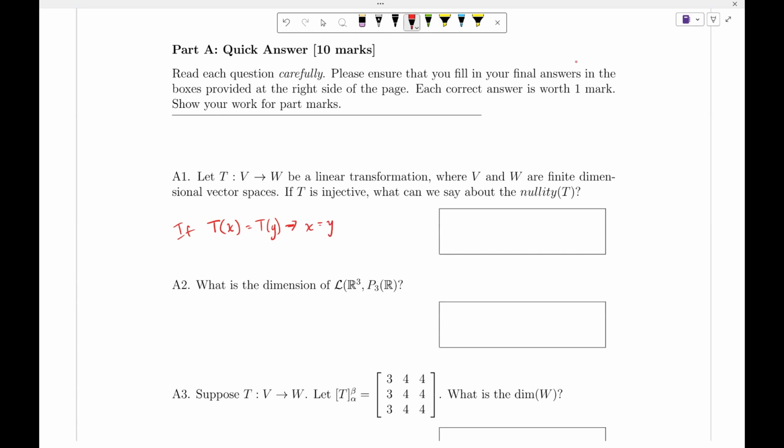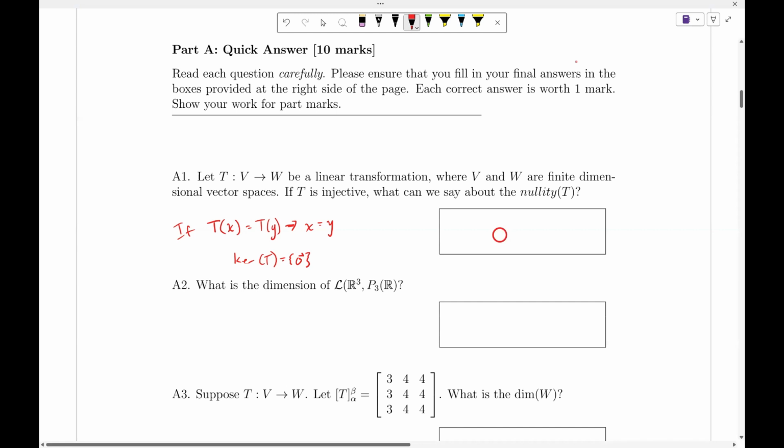And we said that this is true if and only if the kernel of T is equal to the set containing the zero vector. Well, the dimension of this space, the kernel, which is the nullity, would be zero. Okay. How else could we ask questions like this?